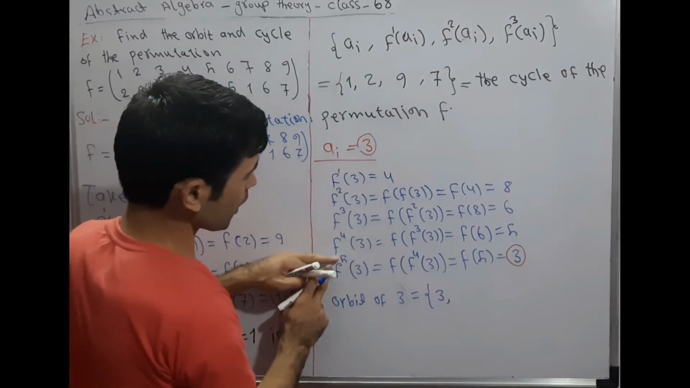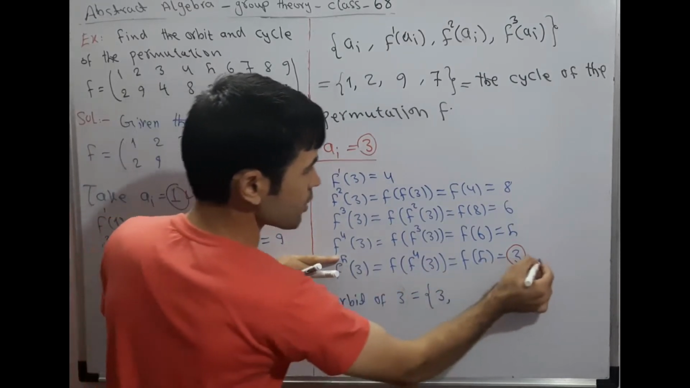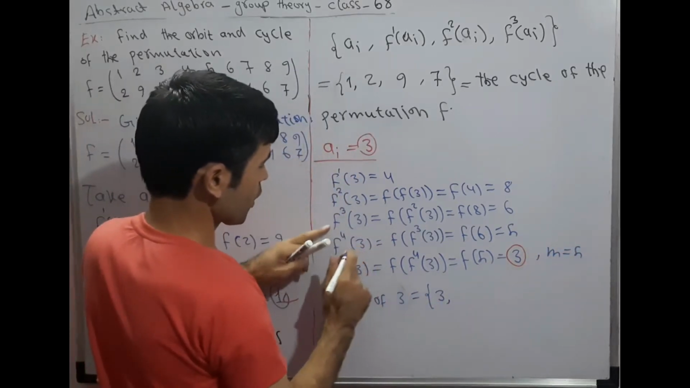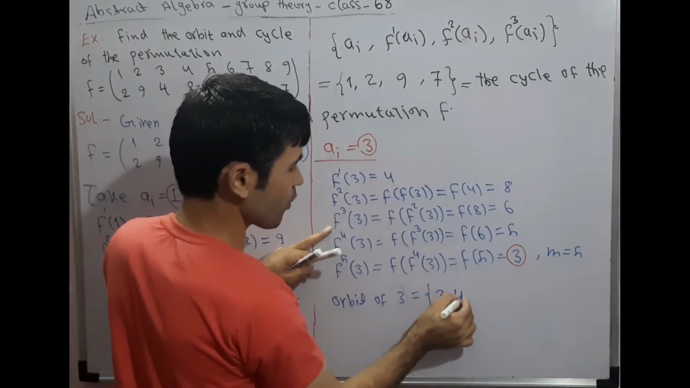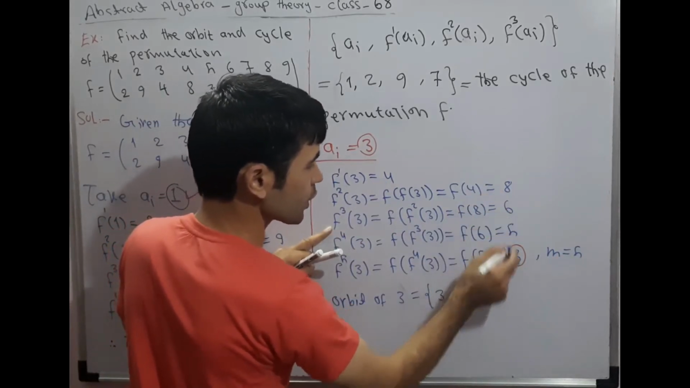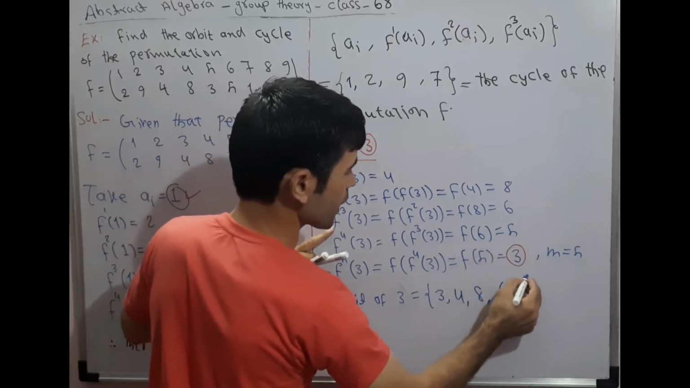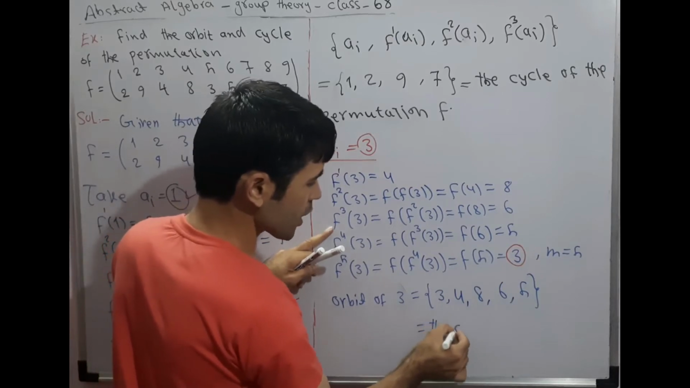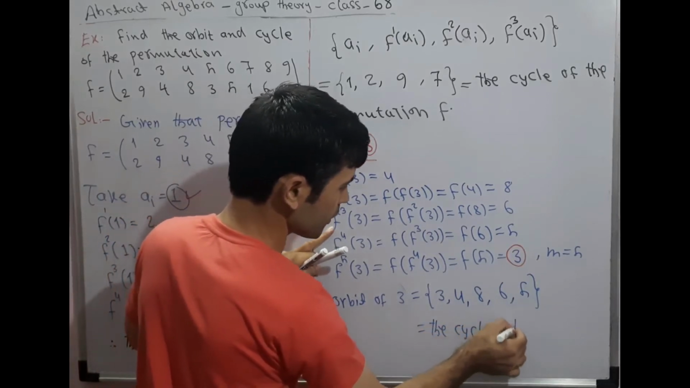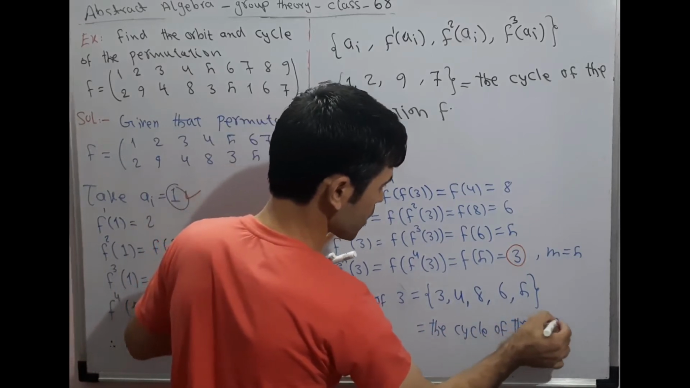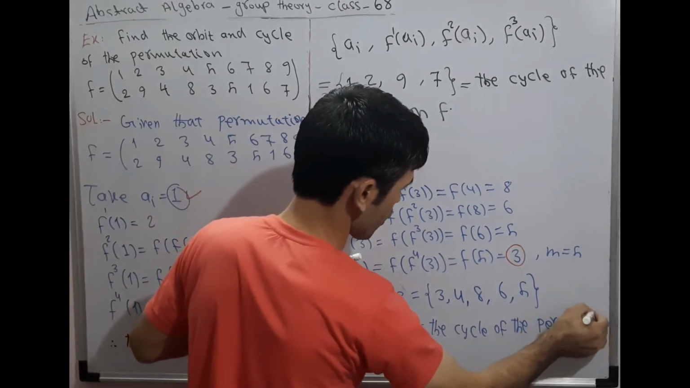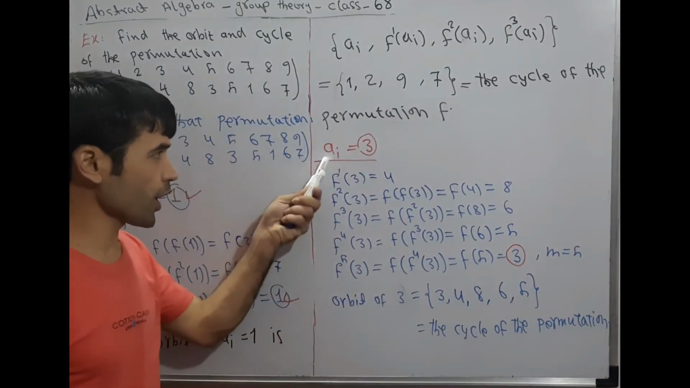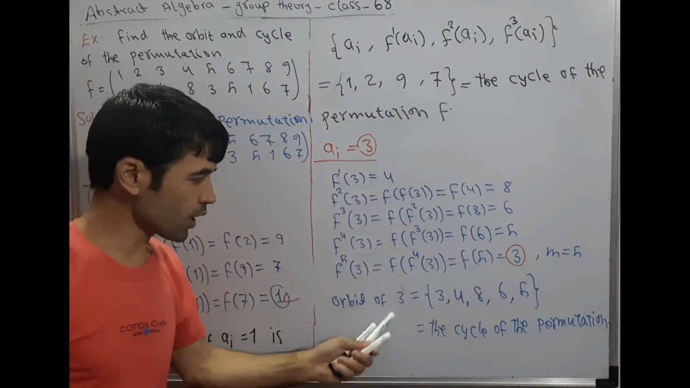Here m is equal to 5, m minus 1 is 4, up to 4: 3, 4, 8, 6, 5. It is the orbit of 3. Also, it is equal to the cycle of the permutation. For a_i equal to 3, we get the cycle or orbit here.